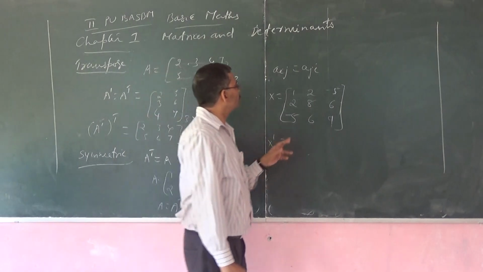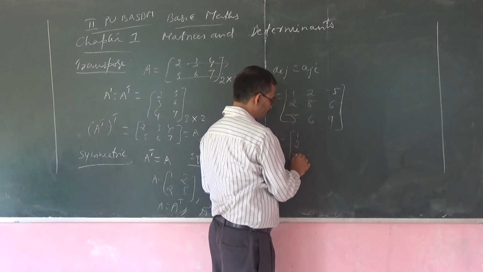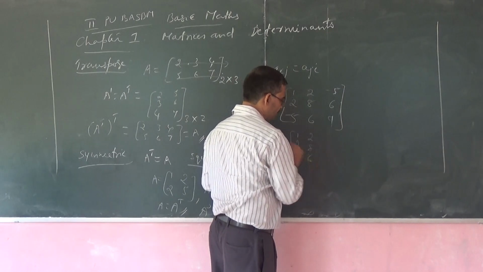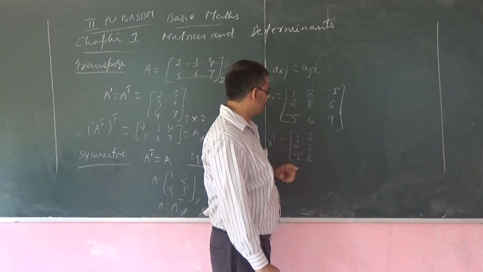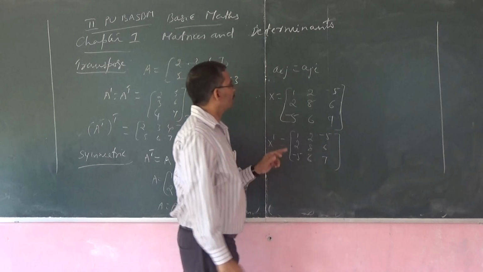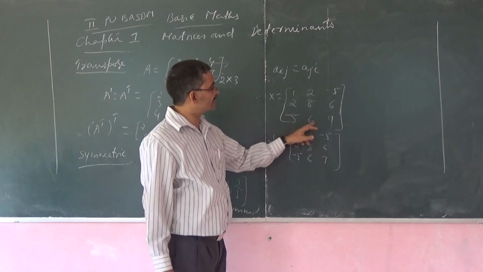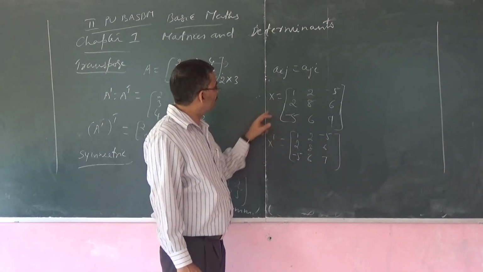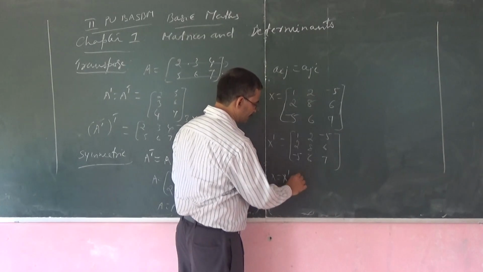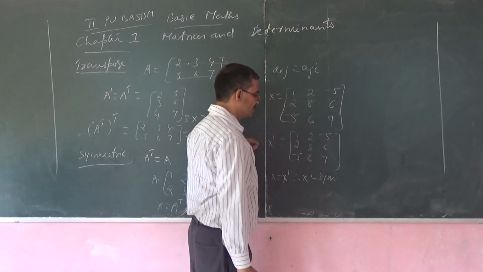First row will become first column. First row is 1, 2, minus 5, that will become first column. Second row 2, 8, 6 will become second column. Third row minus 5, 6, 7 will become third column. Now observe here. X is 1, 2, minus 5; compare, 2, 8, 6, here also 2, 8, 6; minus 5, 6, 7, here also minus 5, 6, 7. From here you can say that X equal to X dash. Therefore X is symmetric.